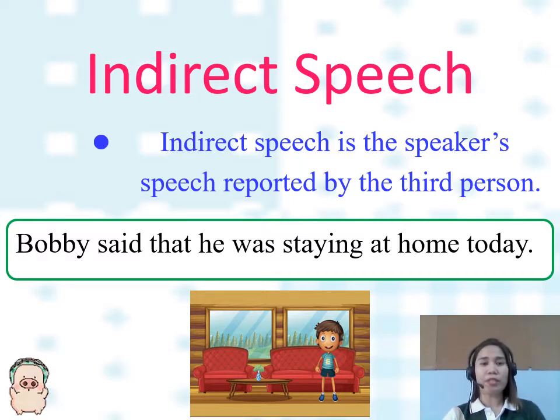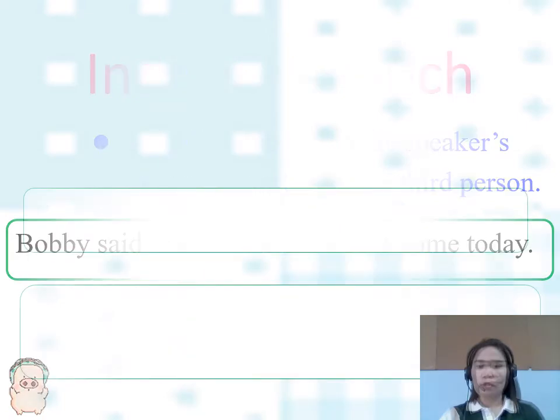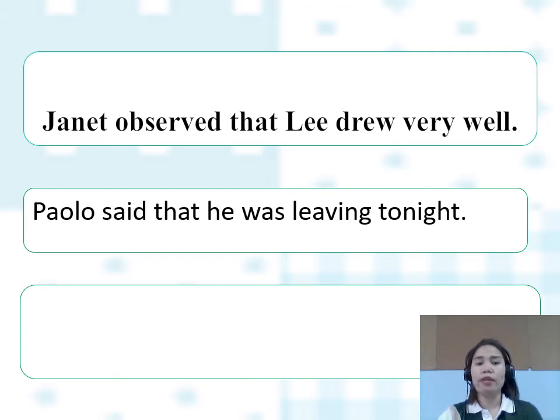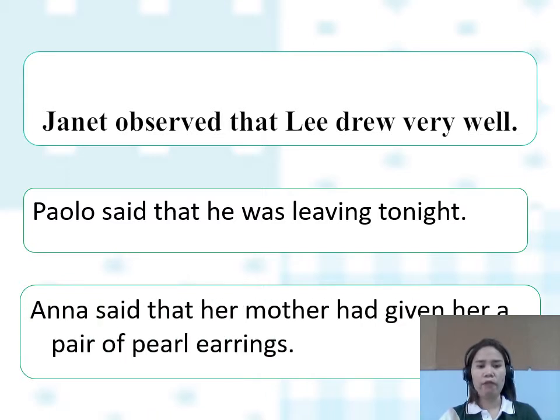And now let's have some examples. So first example we have, Janet observed that Lee drew very well. Another one we have, Paulo said that he was leaving tonight. And the other one we have, Anna said that her mother had given her a pair of pearl earrings. So these sentences are the speaker's speech reported by the third person. So it is a restatement of what the speaker said.